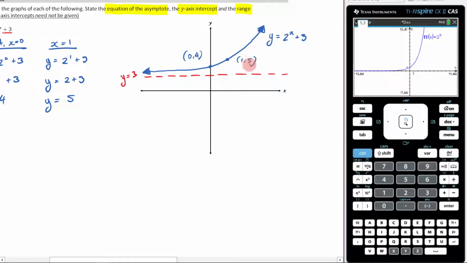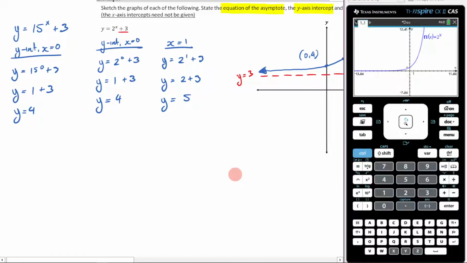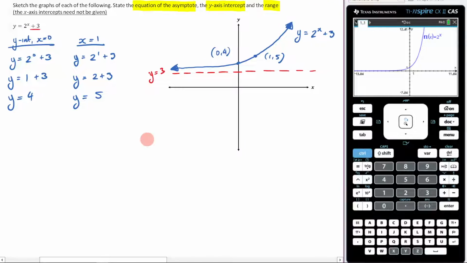And now this differentiates it from other graphs. Because I know if I was to come over here and let x be equal to 1 for this example, I would end up with 15 raised to the 1 plus 3. Y would be equal to 15 plus 3. Y would be equal to 18. So here, when x is equal to 1, I get 18 out. So the moral of the story is that whenever you only got 1 point, chuck in another point just to show exactly what this graph is.